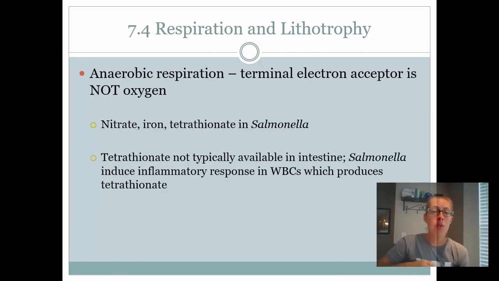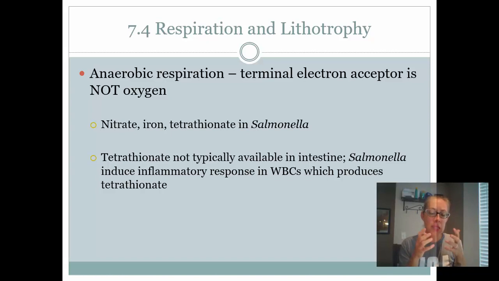So another one of those ways is anaerobic respiration. So we're going to take what we learned and put a little spin on it so that you can understand what anaerobic respiration is. We've talked about this previously in some of the other chapters, where we have respiration without oxygen. So anaerobic means without oxygen.